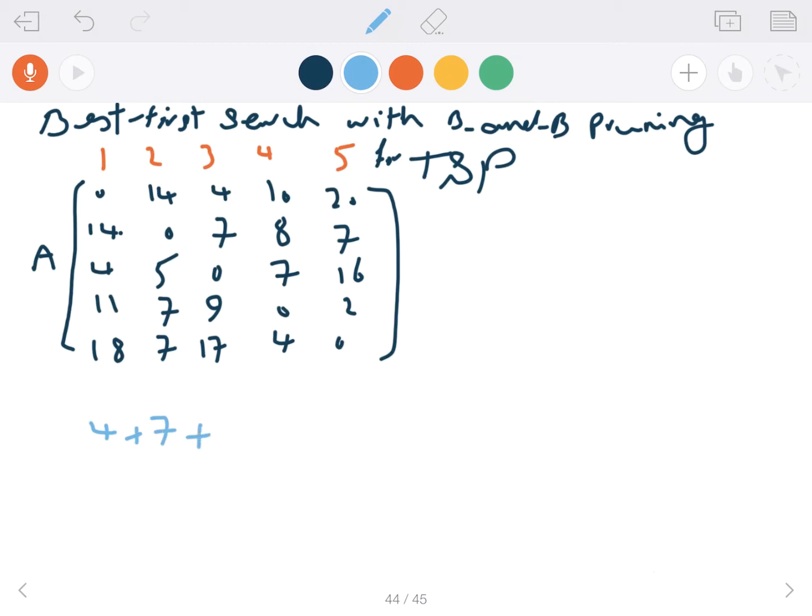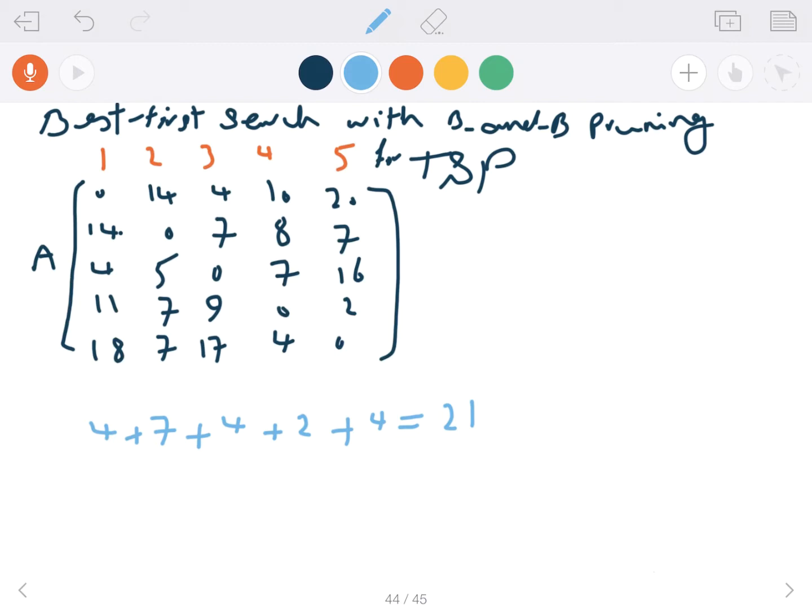What is the minimum distance from node 3 to any other node? That's going to be 4. And the minimum distance from node 4 is equal to 2. And what's the minimum distance from node 5 to any other node? That is equal to 4. If you sum up these numbers together, this is equal to 21.